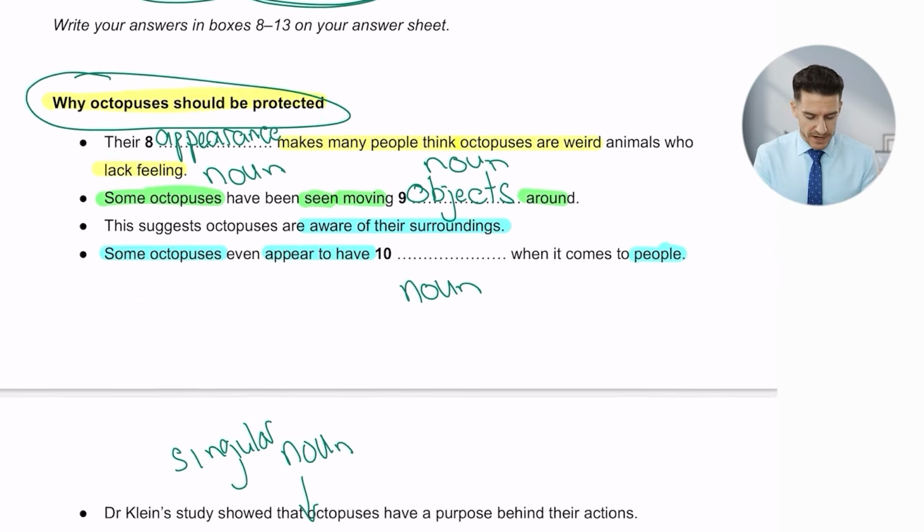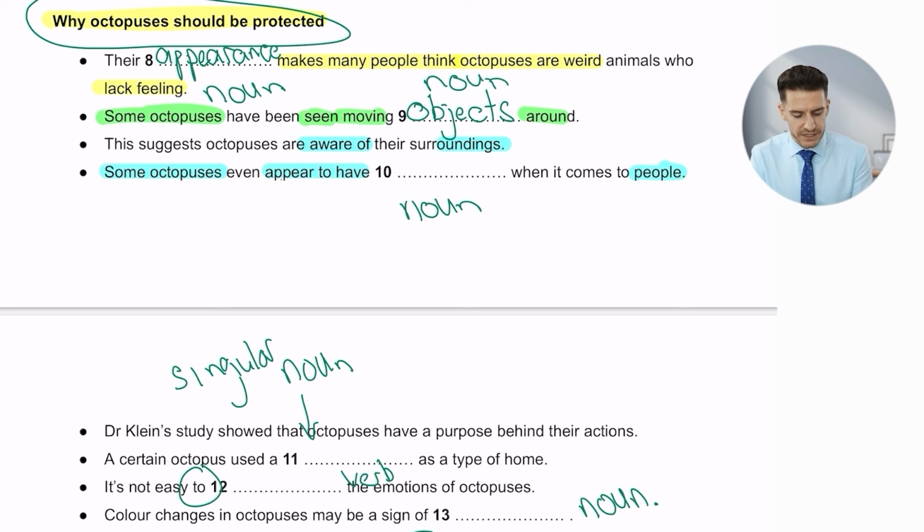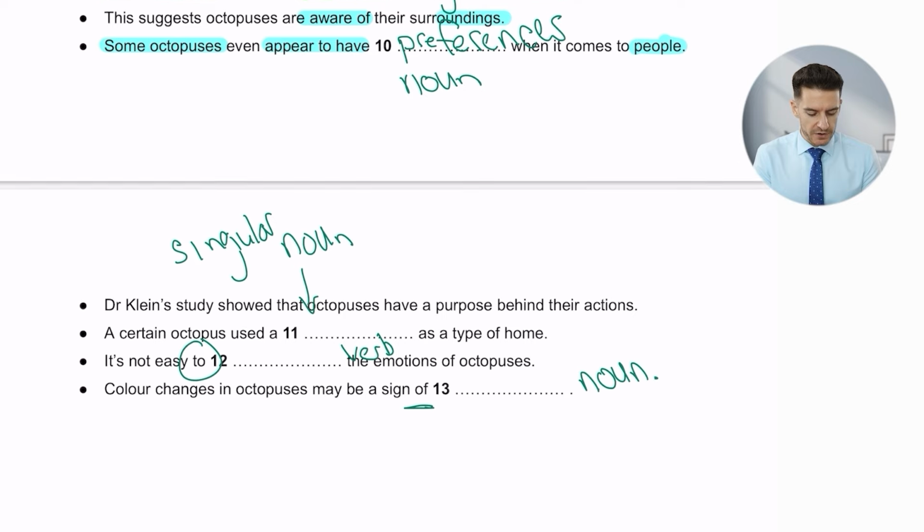So let's just go back down and double check. Some octopuses even appear to have preferences. Make sure you have that S or ES here when it comes to people. So let's just double check. Some octopuses even appear to have preferences when it comes to people. That makes sense. So that is the answer. All right, let's move on now to the next one.